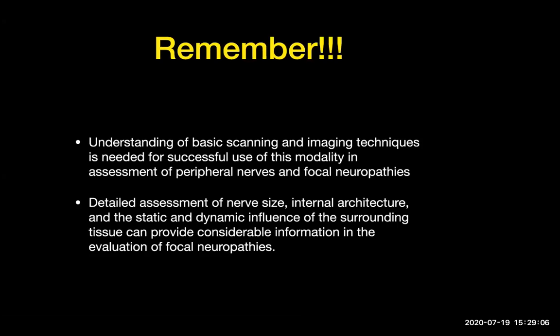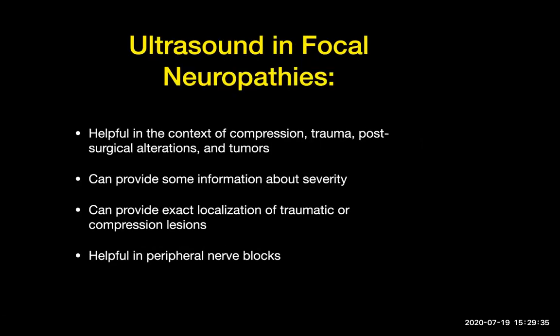So remember, to understand basic scanning and imaging techniques for a successful use of this modality and assessment of peripheral nerves and focal neuropathies, you have to measure the nerve size, look at the internal architecture, do both static and dynamic scanning, and, as I mentioned, also look at the surrounding tissue that could give you a clue as to whether you're dealing with a chronic problem or an acute nerve injury.